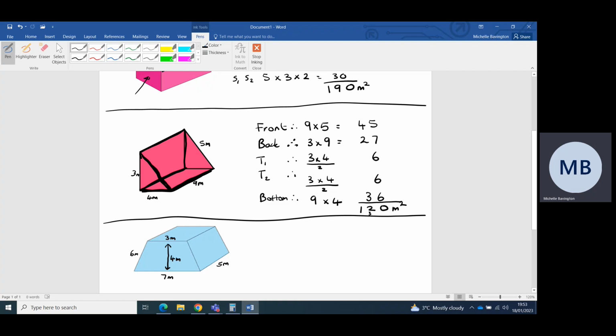Remember your formula for just finding the area of a triangle. It is the length times width divided by 2, because you're halving it. You're halving the square.